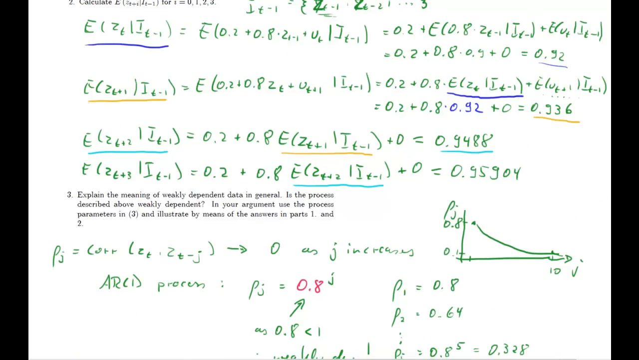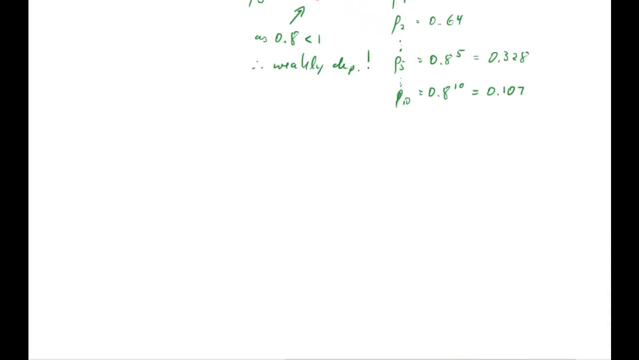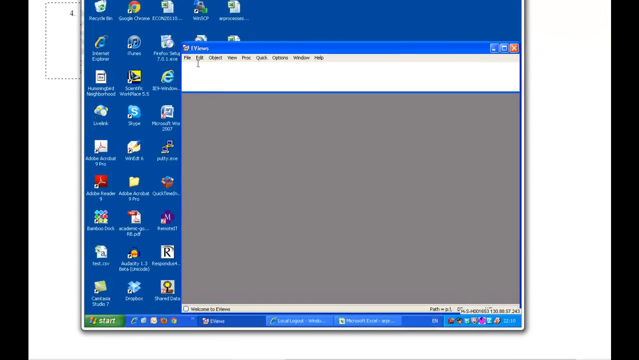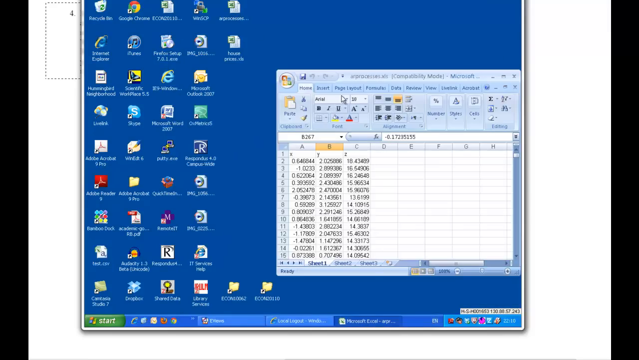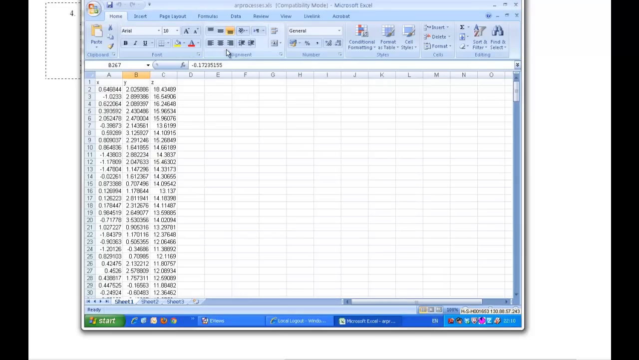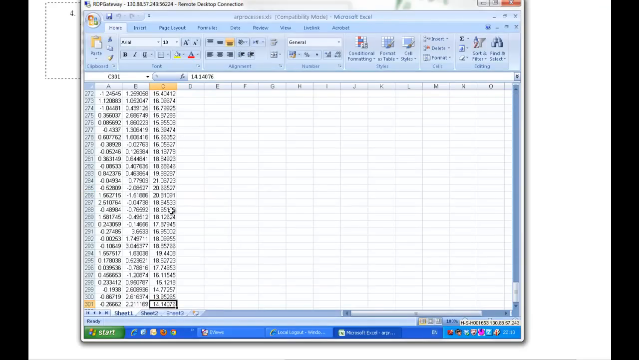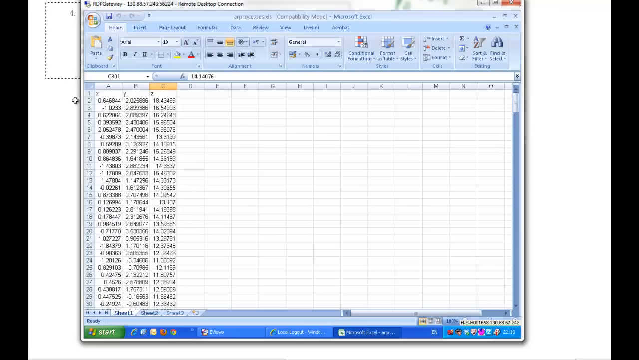So let's move on to the next question. In the Excel spreadsheet AI processes XLS, we find three series. So let's go straight there. Here, I've loaded the spreadsheet, and we can see three time series, and let's see how many observations they have. They have 300 observations each, and let's call them X, Y, and Z.